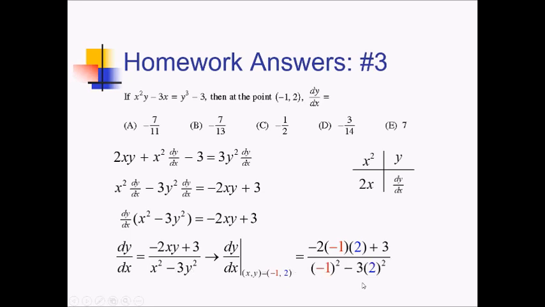So in the numerator, this is going to be, let's see here, 4 plus 3 is going to be 7. Denominator, we have 1 minus, let's see, this looks like this is going to be 12, so that's negative 11 down there, and that's going to give us an answer choice of choice A.